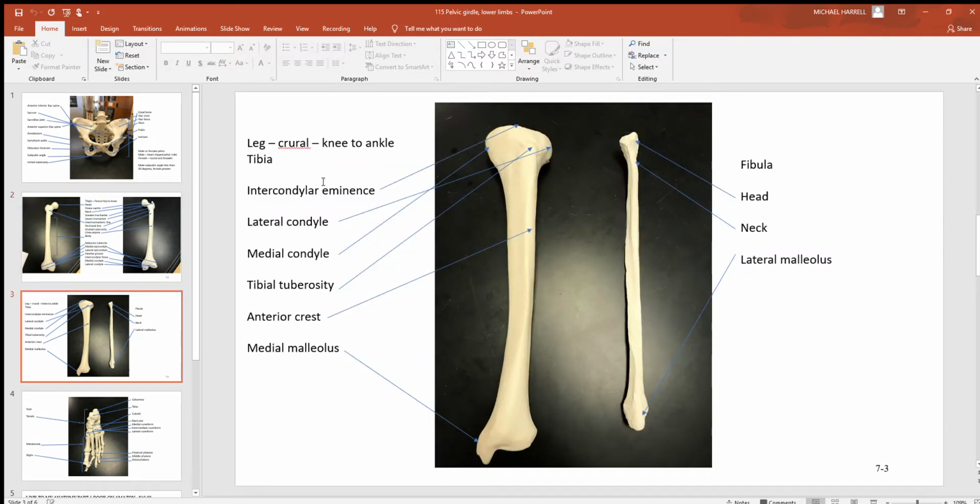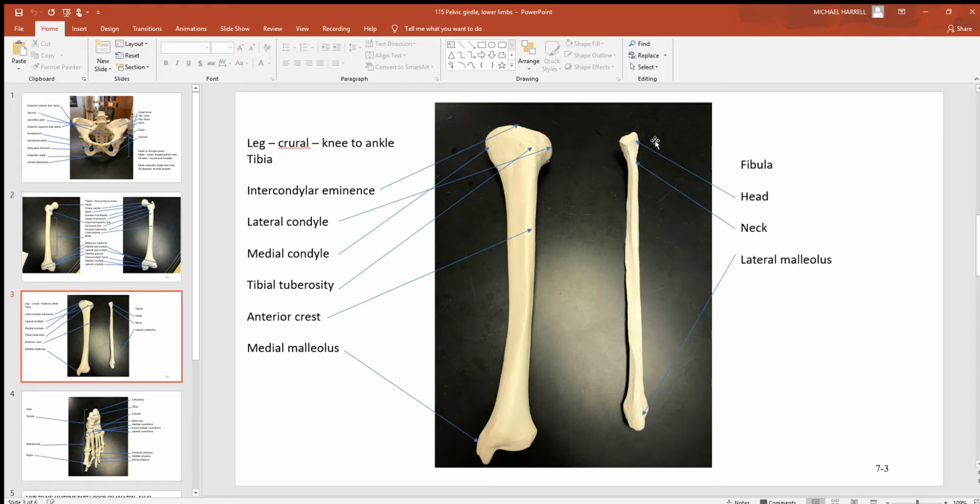After that, we get down that leg or crural region. So here you're looking at that region from your knee down to your ankle. There are two bones down there in that region. There's the tibia and the fibula. Now the tibia is always the big bone that's medial to the inside, and the fibula is the smaller one that's lateral to the outside.